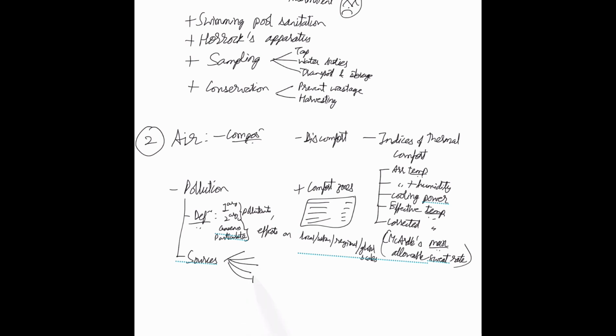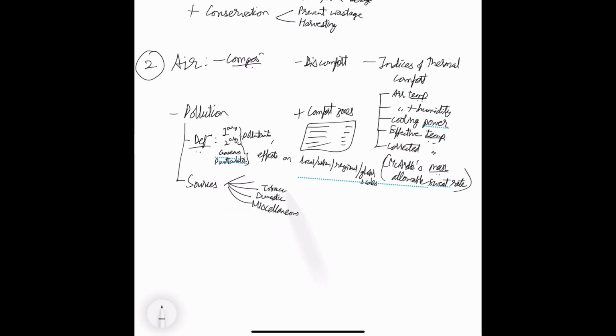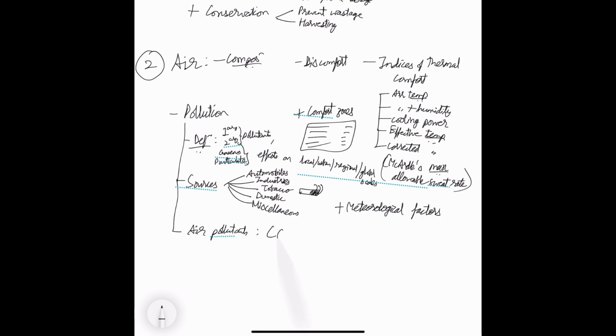And then we talk about air pollution, in which we define primary and secondary pollutants, gaseous pollutants and particulate pollutants, and their effects on local, urban, regional and global scales. And the various sources of air pollution, which are automobiles, industries, tobacco, domestic sources also, something that's frequently overlooked in our society, and miscellaneous, plus other meteorological factors that can affect air pollution, and how air pollution affects the region.